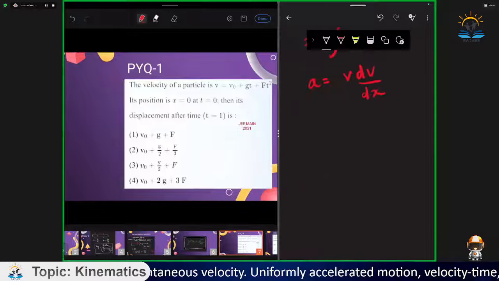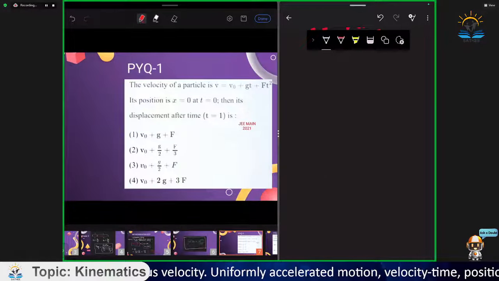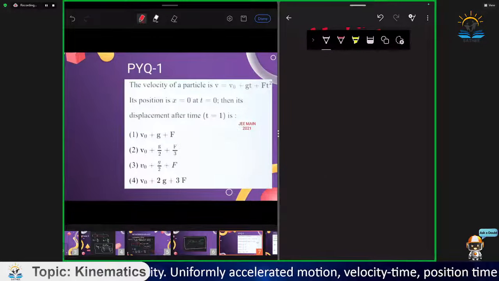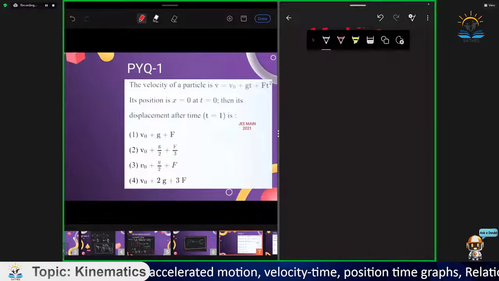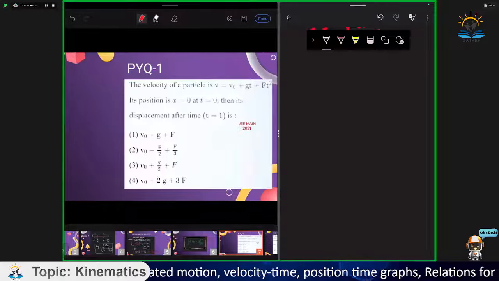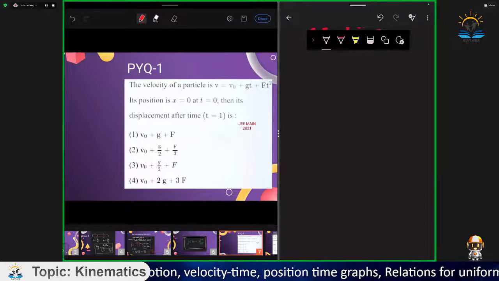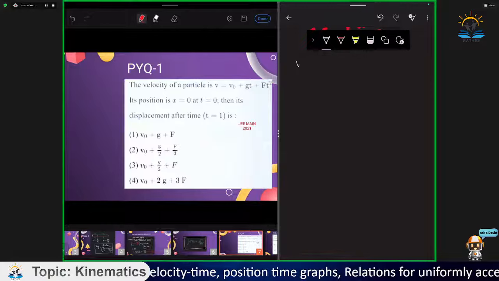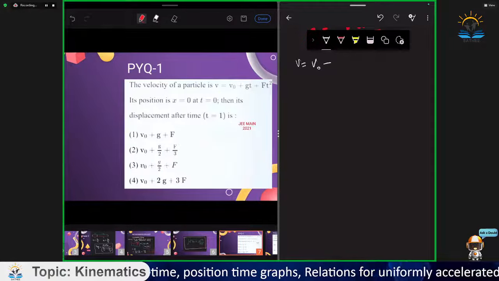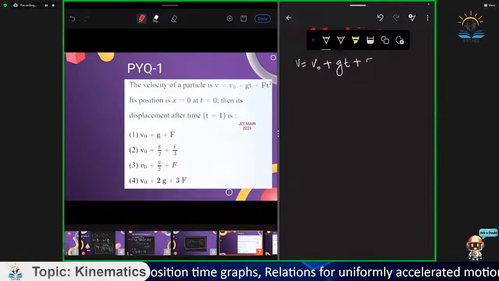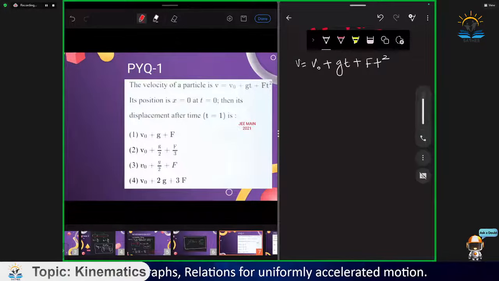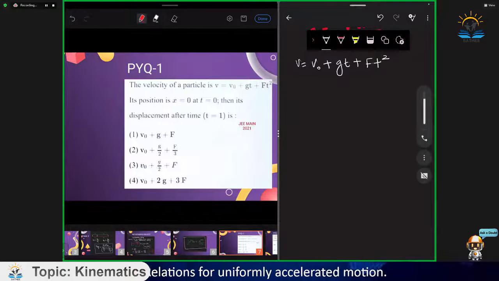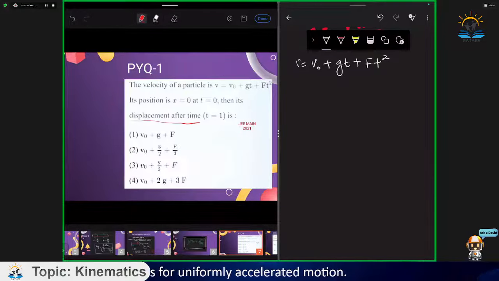The velocity of a particle is given as v equal to v0 plus gt plus ft square. Its position is x equal to 0 at time t equal to 0. Then find its displacement after time t equal to 1. So we have to find the displacement, and we should derive an equation relating displacement and time.